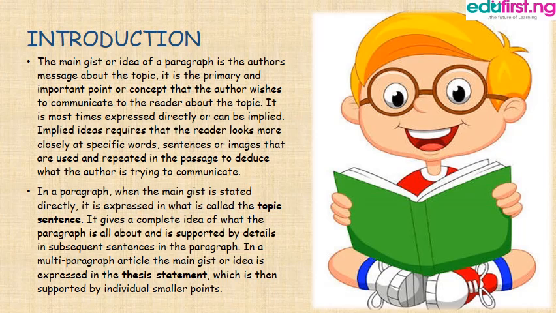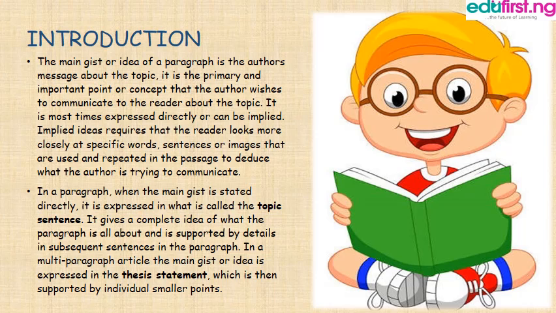The main gist or idea of a paragraph is the author's message about the topic. It is the primary and important point or concept that the author wishes to communicate to the reader about the topic. It is most times expressed directly or it can be implied. Implied ideas require that the reader looks more closely at specific words, sentences, or images that are used and repeated in the passage to deduce what the author is trying to communicate.